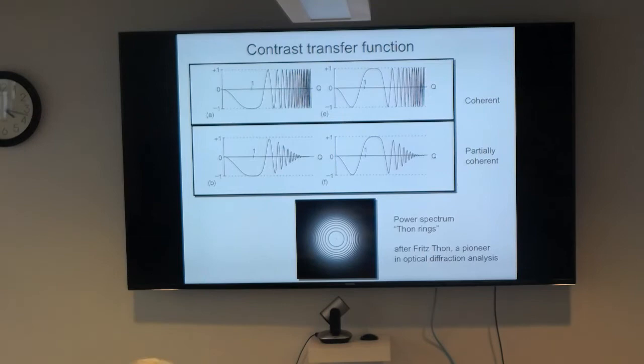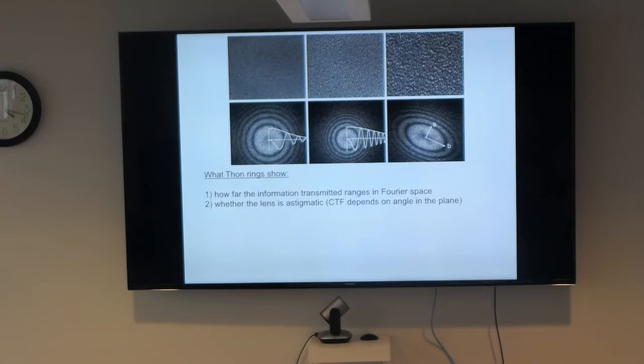So what do they show? They show how far the information goes in Fourier space. That's very convenient. It also shows whether you have any other effects, such as astigmatism. Normally in microscopes that are professionally operated, as they are here, you don't have any residual astigmatism, so you don't have to worry about it. You have to appreciate what these people are doing, because this is always in the wings.